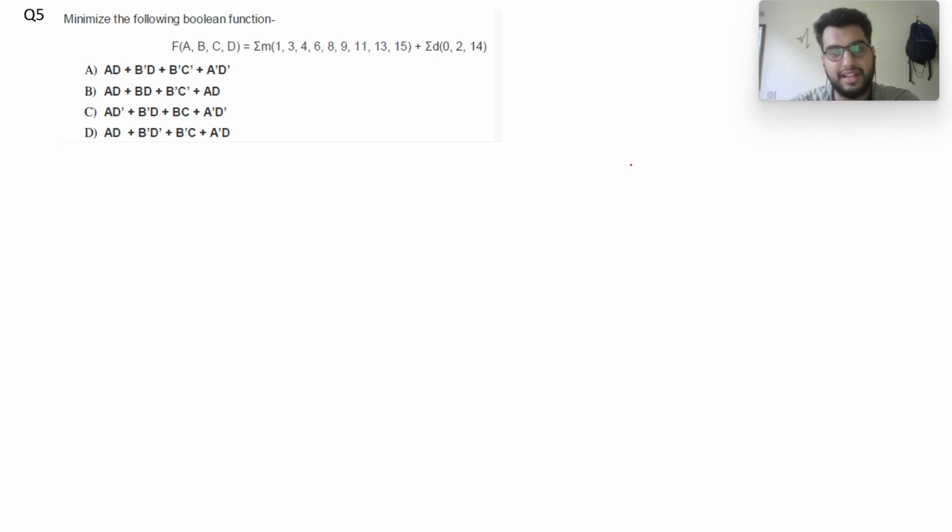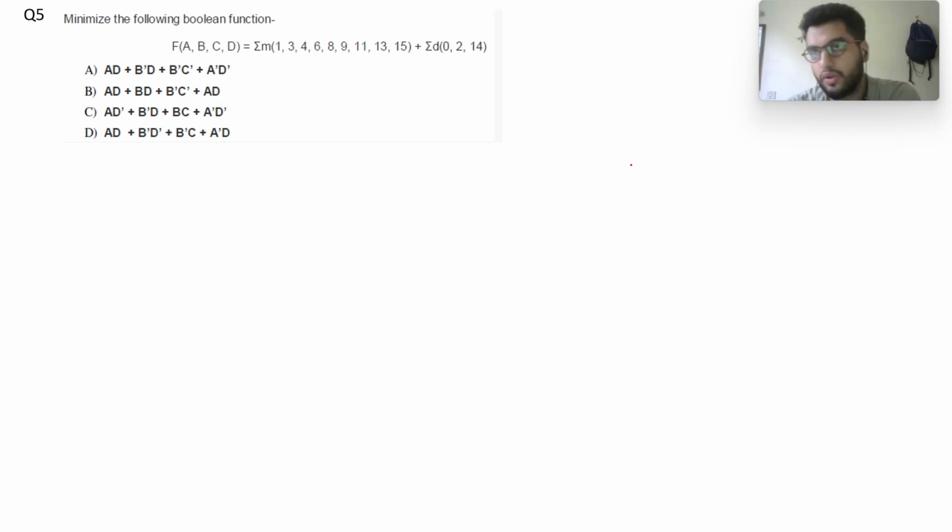The question states that minimize the following Boolean function f of a, b, c, d is equal to sum of minterms 1, 3, 4, 6, 8, 9, 11, 13, 15. And also we have this summation d 0 to 14. So this summation d 0 to 14 simply means the don't care conditions, represented by the cross in the K map as you saw earlier.